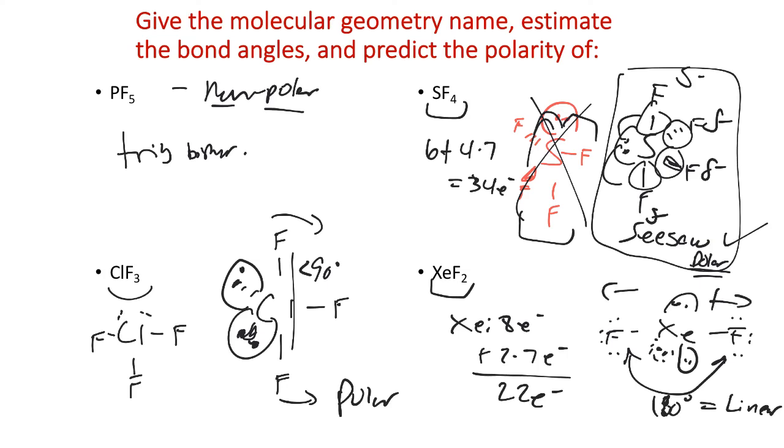The fluorines are opposite each other. This is just like CO2. This ends up being nonpolar. So the electron pairs, the things we really want to look at are the nuclei. The nuclei are where the charge will reside overall in the molecule.